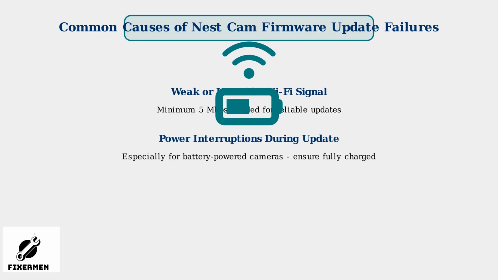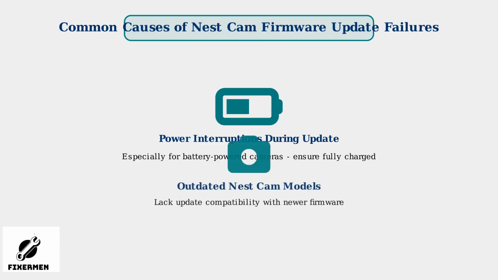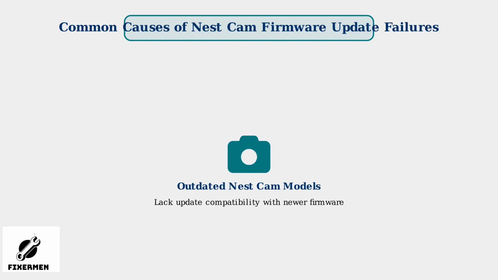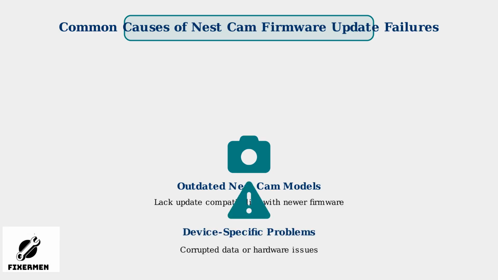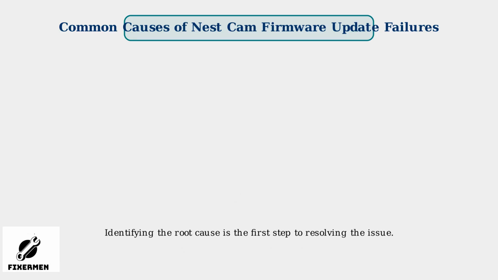Cause 2. Power interruptions during update. Especially for battery-powered cameras, ensure fully charged. Cause 3. Outdated Nest Cam models. Lack update compatibility with newer firmware. Cause 4. Device-specific problems. Corrupted data or hardware issues. Identifying the root cause is the first step to resolving the issue.